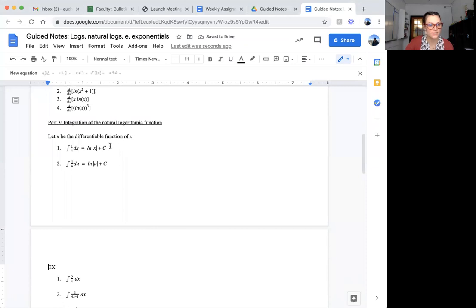Part 3, integration of natural log. The integral of 1 over x is natural log of the absolute value of x plus c.